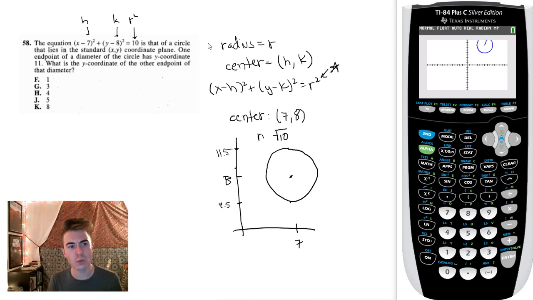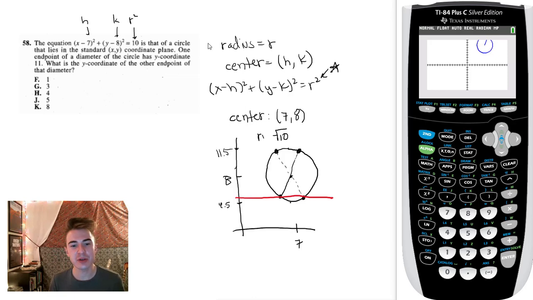We've got a diameter whose y-coordinate is 11. That could be maybe either here or here. And the diameter runs through the center, and it's going to come down and hit this point, or this diameter would come down and hit this point. And the question, of course, says, well, what is the y value of the other end point of that diameter?